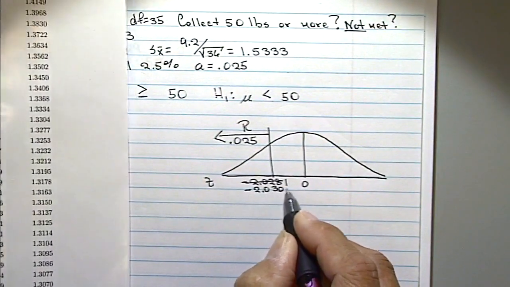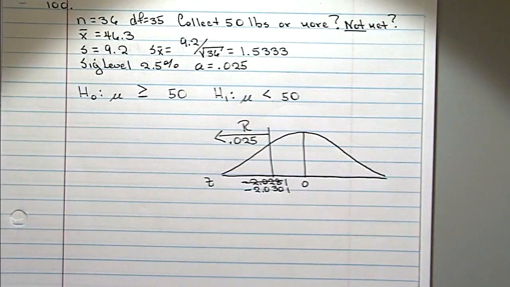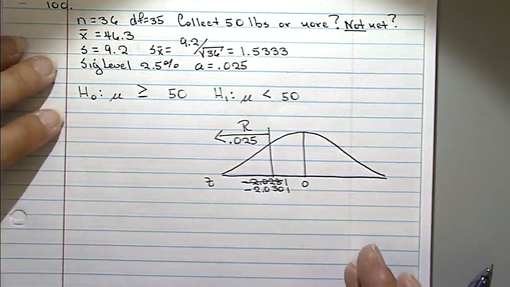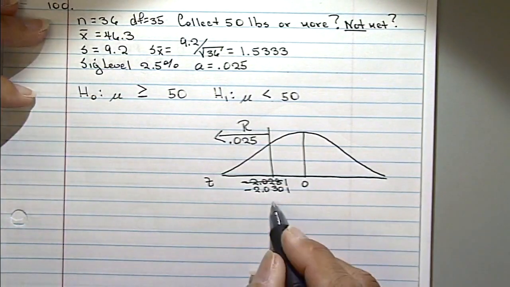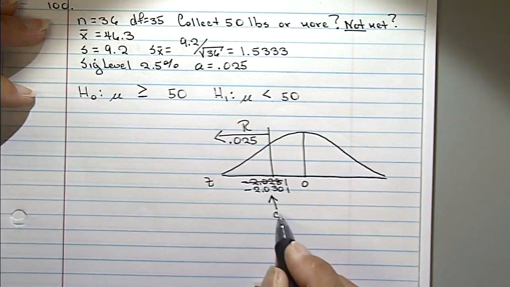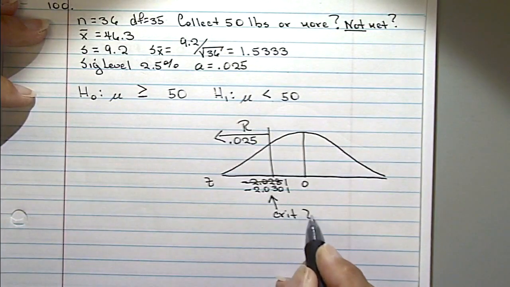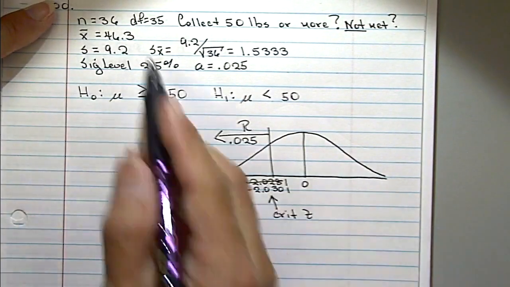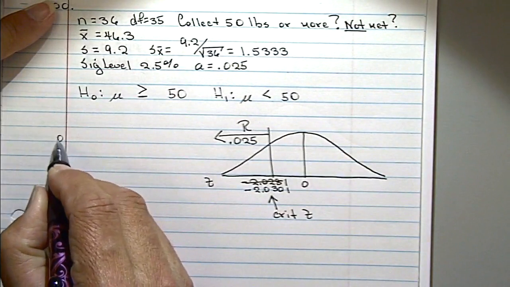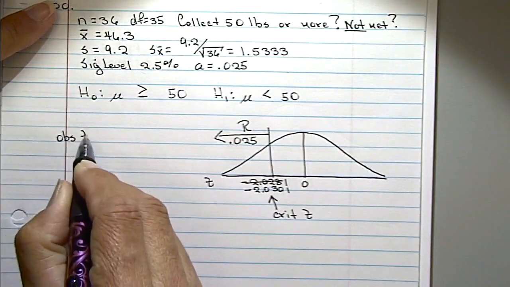Very good. All right, so now I just need to calculate where my test statistic falls. I figured out this is my critical value for T, right? This is critical T. That's my cutoff. I've set my test up. Let's see where the test that I took fell. Let's calculate the observed value for T.